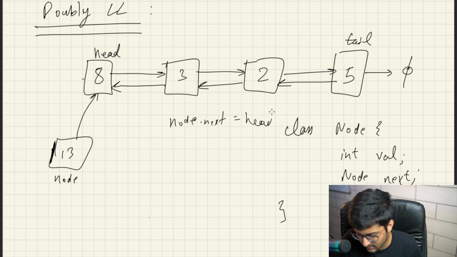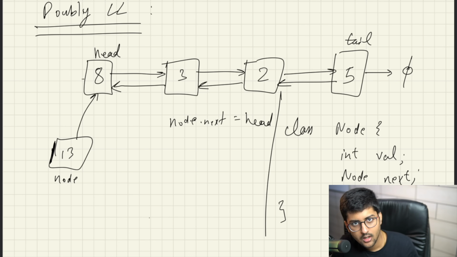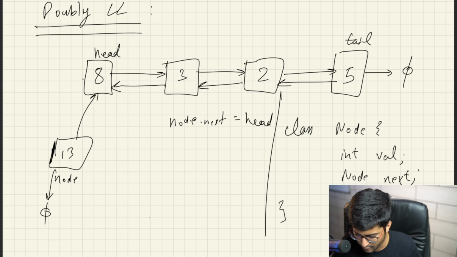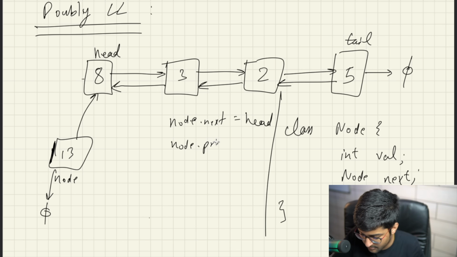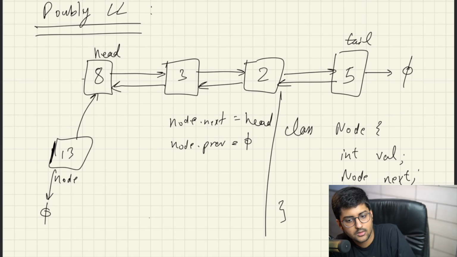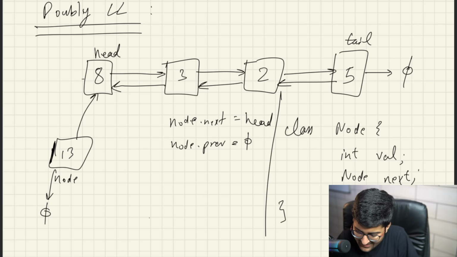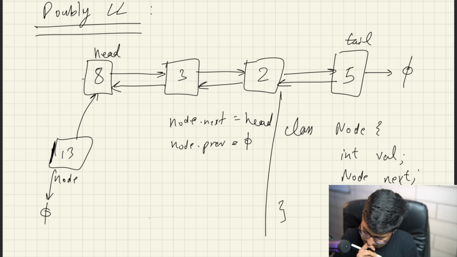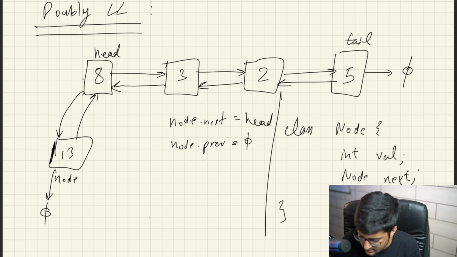Please draw the results, otherwise you will not understand. What is the next thing? Node dot previous is going to be equal to what? Null. No problem. Node dot previous is equal to null. Right? Head is going to be equal to what? The new node. Oh, but before that, I need to say that head dot previous, we need this one arrow as well, right? We forgot about this. So you can say head dot previous is equal to node.